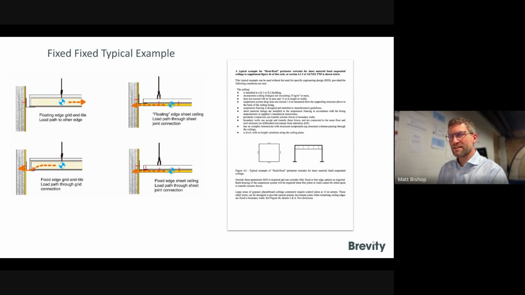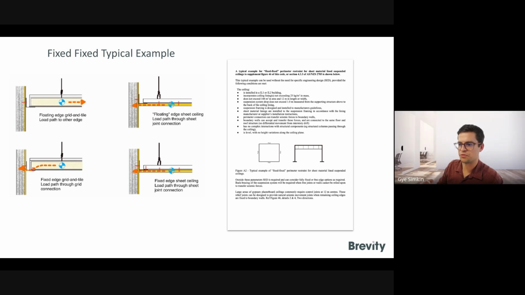And that seems to be counter to what 2785 is saying. So then once we have a close look at 2785, we find out that it doesn't actually say that you require fixed float detail. It says that you're required to seismically restrain your ceilings. And then it gives 4 typical examples inside 2785. So essentially what we've done here is added a typical example for a fixed perimeter restraint and then conditioned the heck out of it.